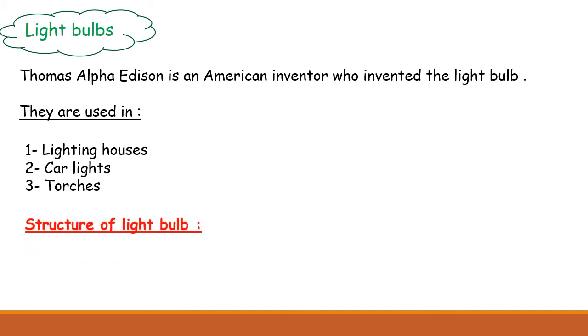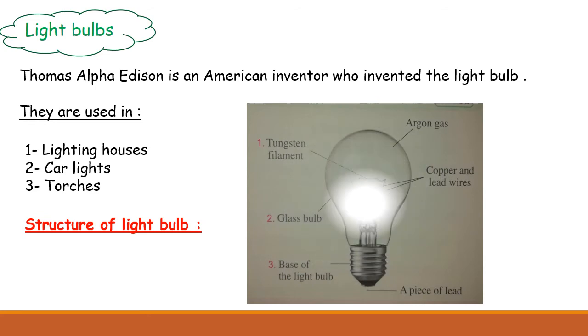What's the structure of the light bulb? This is the light bulb. It consists of a glass bulb, so it's called light bulb due to the shape of the glass bulb. It takes a bulb shape. Inside this glass there is argon. What's argon? It's an inert gas. Inert gas means lifeless gas.